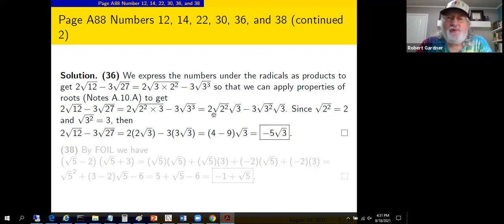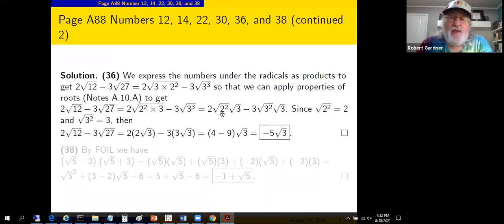Let's take the square root of 2 squared and the square root of 3 using the property of roots. Here, let's take the square root of 3 cubed and write it as the square root of 3 squared times another square root of 3, property of roots again. The square root of 2 squared, strictly speaking, is the absolute value of 2, or 2 itself. The square root of 3 squared, strictly speaking, is the absolute value of 3, equals 3 itself. So this becomes a 2, this becomes a 3, and then we can simplify.